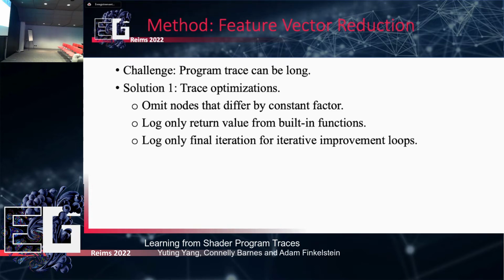Finally, the compiler also identifies iterative improvement loops and logs only the trace from the last iteration. This is because they repeatedly improve the approximation result to obtain a more accurate result, such as in a Fresnel loop. And only the last iteration is the most informative.